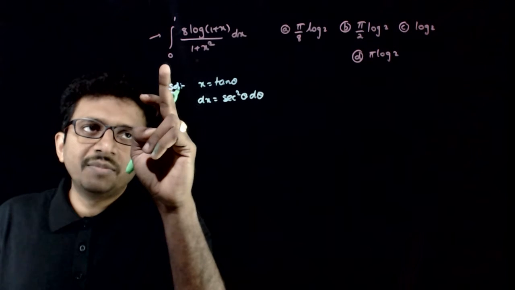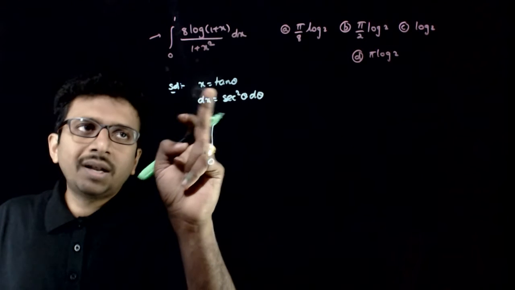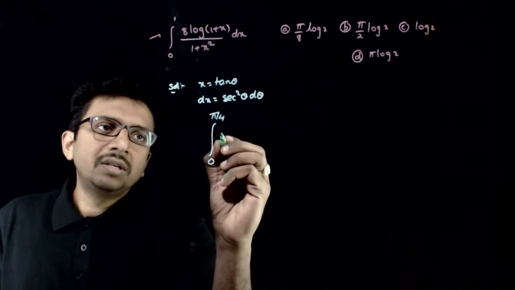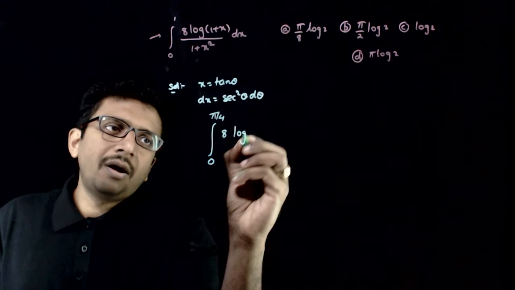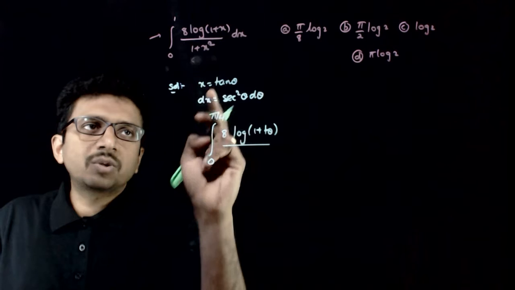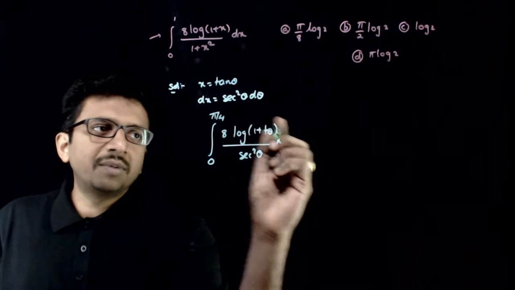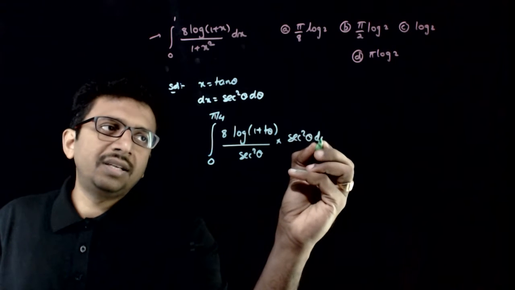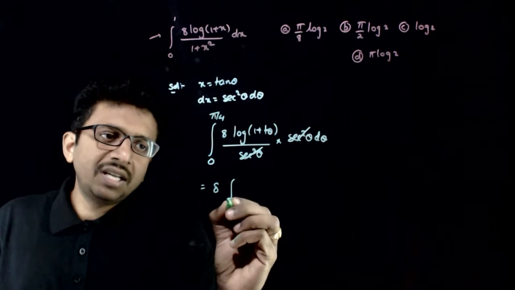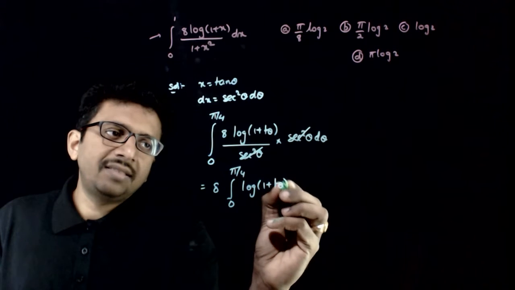First, let us change the limits. When x = 0, θ = 0. When x = 1, tan θ = 1, which implies θ = π/4. So 8 times log of (1 + tan θ) divided by (1 + x²), which is 1 + tan²θ, that is sec²θ, into dx, which becomes sec²θ dθ. Sec²θ and sec²θ get cancelled.